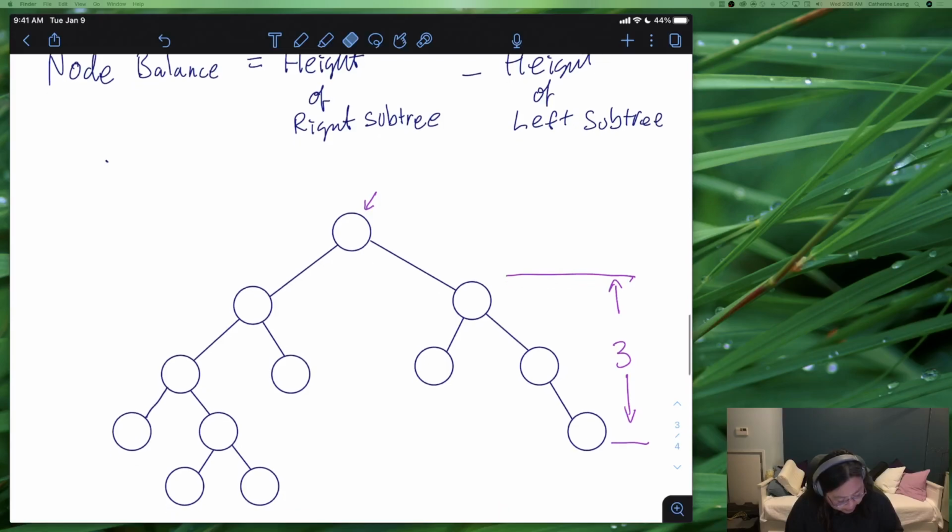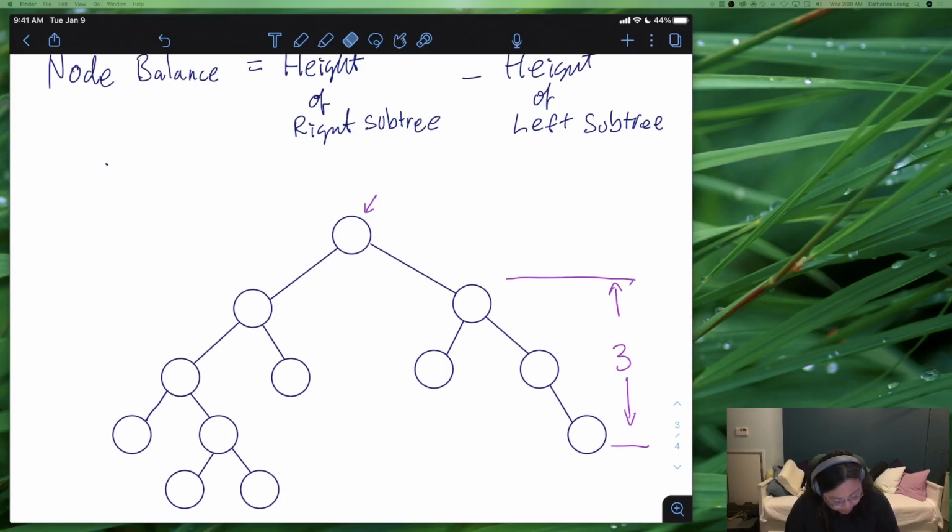Now, if I take a look at the height of the left subtree, that's this tree right here, starting at this node all the way down to here. The farthest away node is either this one or this one. It doesn't matter which one it is, pick one, not both, and count how many nodes there are from that node to the root of that subtree. So this is 1, 2, 3, 4. So this tree has a height of 4.